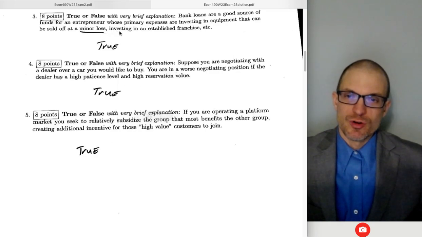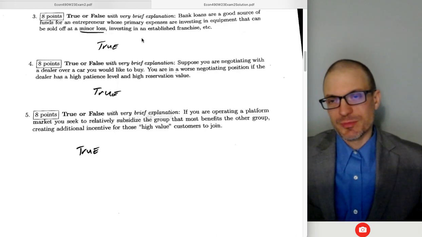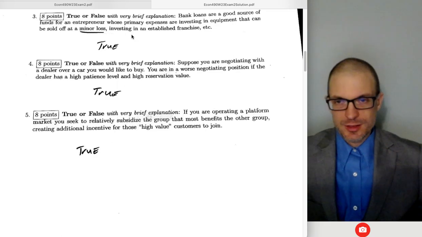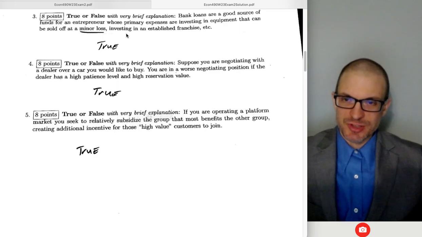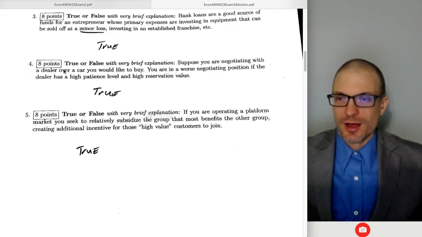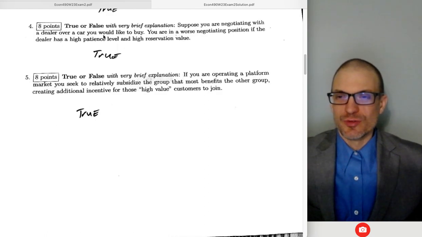You might also categorize an established franchise in that same category, something like McDonald's or Starbucks, something with a pretty strong established franchise name. All right, so true-false with brief explanations, 2 remaining. Suppose you're negotiating with a dealer over a car you'd like to buy.